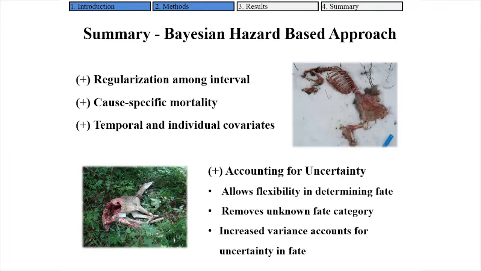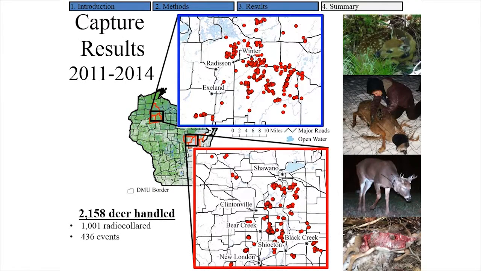We're able to capture and handle a huge amount of deer. Over 2,000 animals were handled, over 1,000 were radio collared. So this was the nicest part about the research. Even though it was only 4 years, we had these huge sample sizes, so we can start to detect trends within a year, which I'll get into with our results, looking at some really interesting trends as a result of the hunting season, and especially differences between the two study areas.